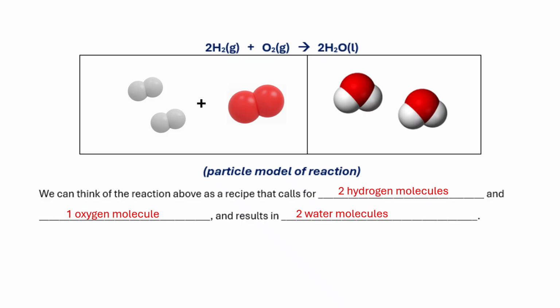And we can see visually that it's balanced because there's a total of 1, 2, 3, 4 hydrogens on the left, and there's 1, 2, 3, 4 hydrogens on the right, and the same with oxygen, 2 oxygens, 2 oxygens. So we think of a balanced equation as being like this recipe that calls for a certain ratio of molecules or atoms.